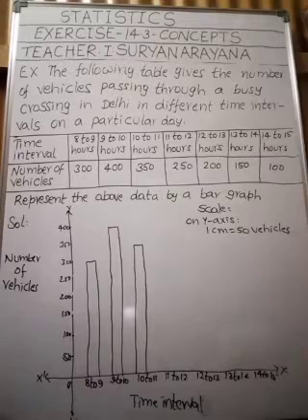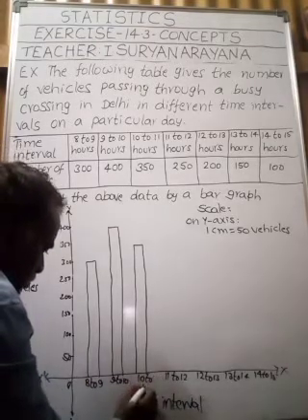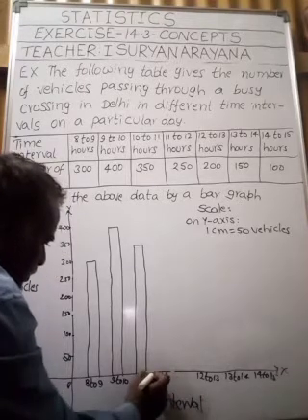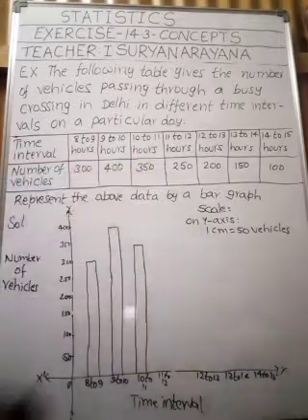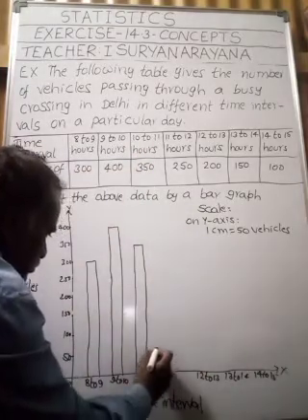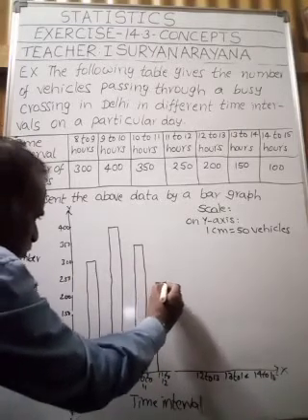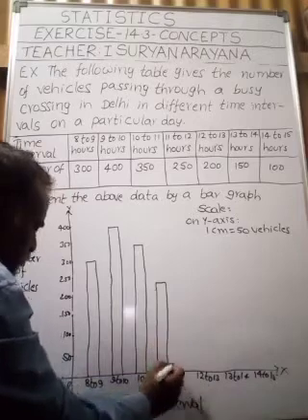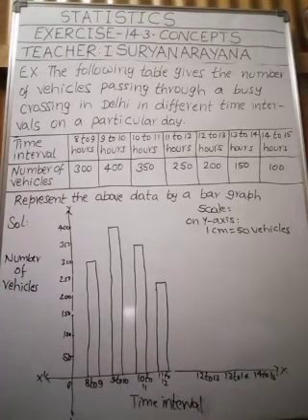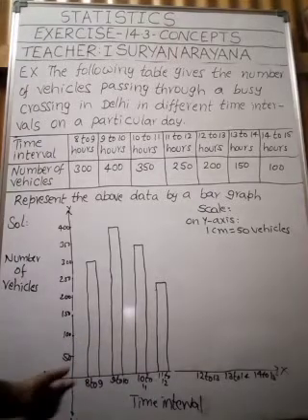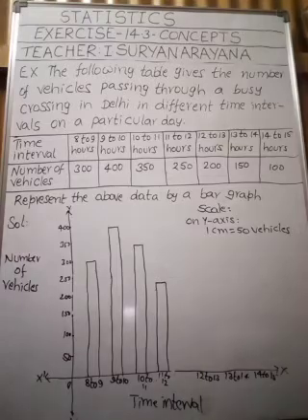Okay, my children. Similarly here 11 to 12. Uniform gap. 11 to 12, 250. Here 250. We should give a uniform gap with each and every bar, from one bar to another bar. We should give an equal gap. Okay, my children. For example, take 1 centimeter between each and every bar.